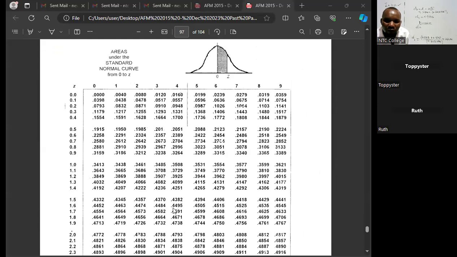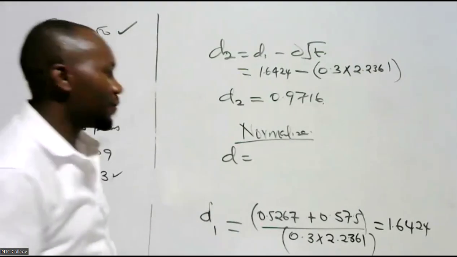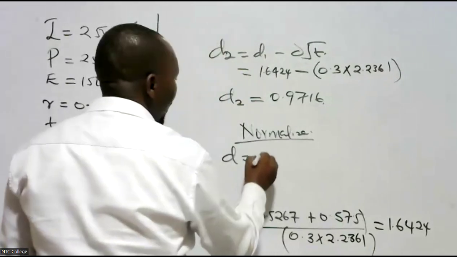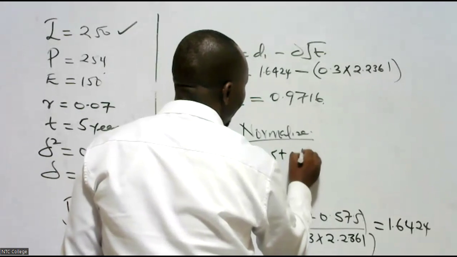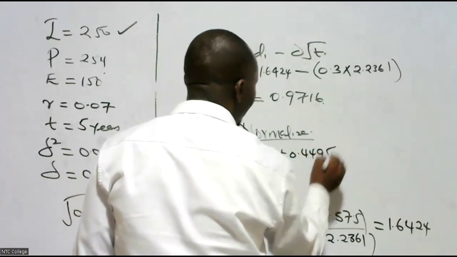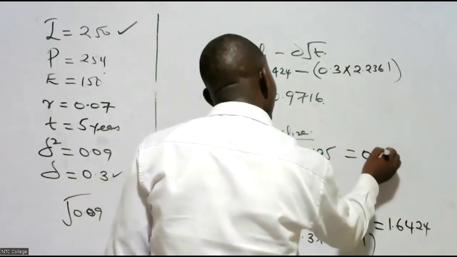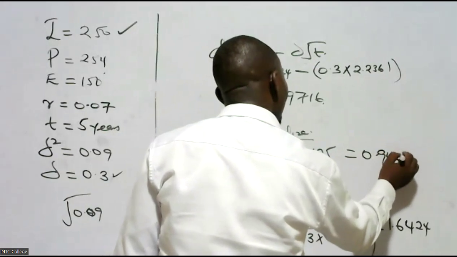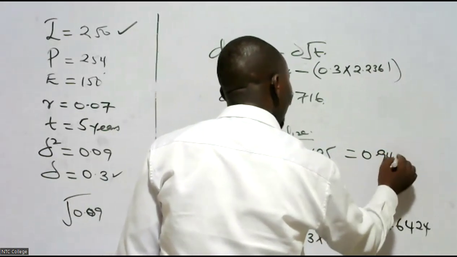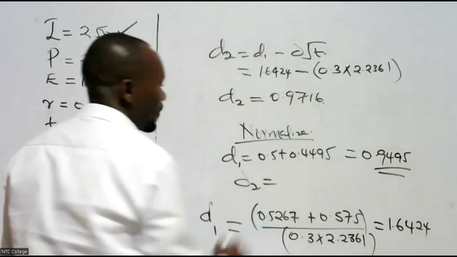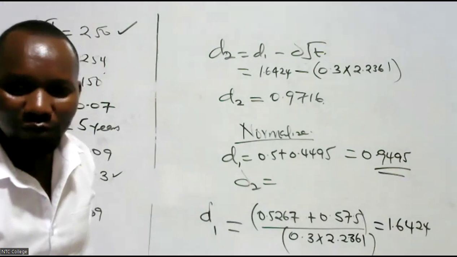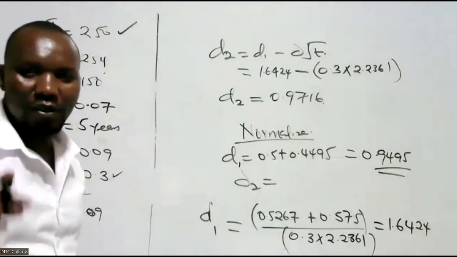So it is 0.4495. 0.4495. So this one we have 0.5 plus 0.4495. This one is going to be 0.9495. Get me the 2. Anyway, this is going to be calculated. Anyway, it is okay. So it is 1.6.